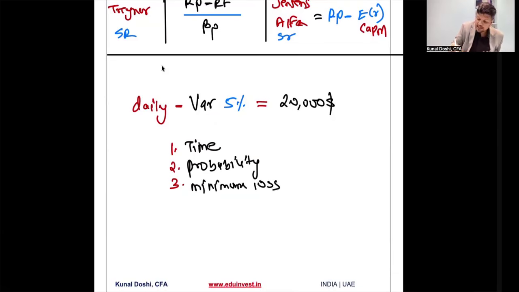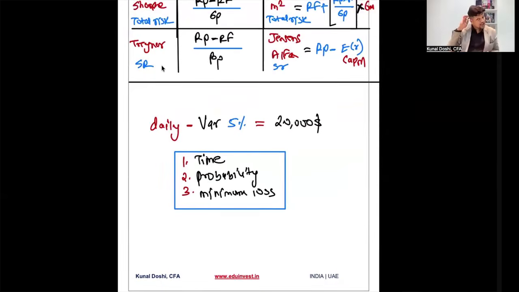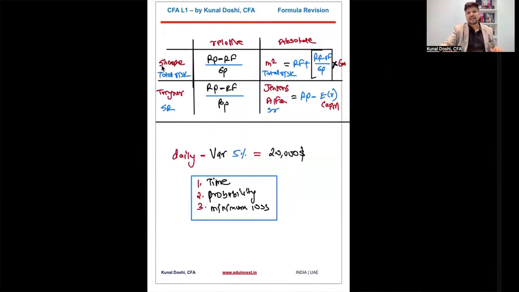So how do we interpret this? Well, there is a 5% probability that my daily loss will be minimum $20,000. I can say the reverse also, 95% probability that the loss will not exceed $20,000. VaR helps us understand the downside risk, the tail risk. Again, no calculation, but you should know what is the use of it. In Level 2, you will do all these calculations. Check, confirm, everyone.